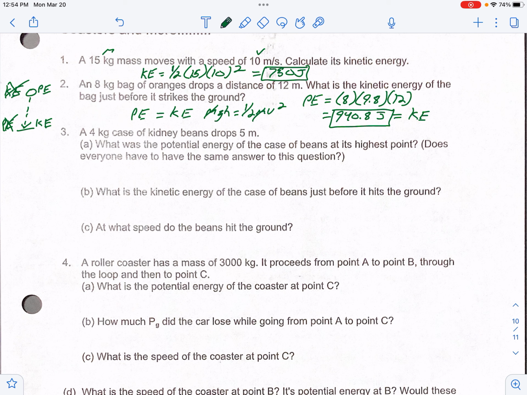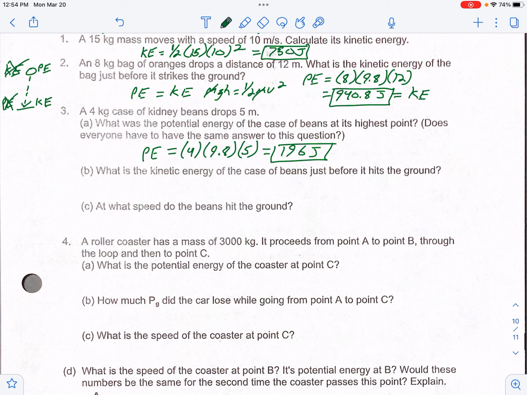3, a 4 kilogram case of kidney beans drops 5 meters. What was the potential energy of the case of beans at its highest point? Does everyone have to have the same answer to this question? As far as that question goes, if you take mass out, it will affect it, but for the most part, I'm going to show you the way I do it, so we should have the same answer here. I just don't want to create any confusion. So remember, potential energy equals mass, which is 4, times gravity, which is 9.8, times my height, which is 5. And that comes out to be 196 joules.